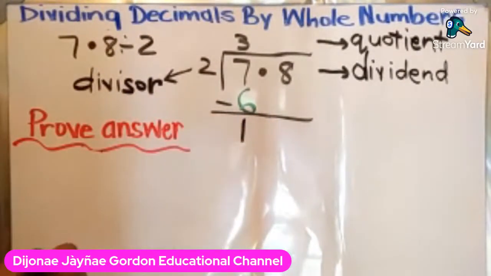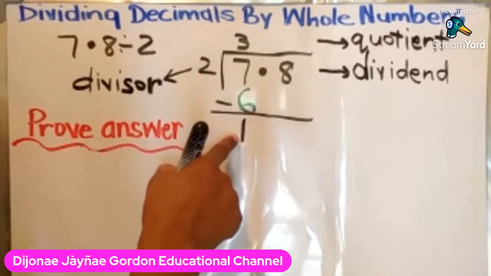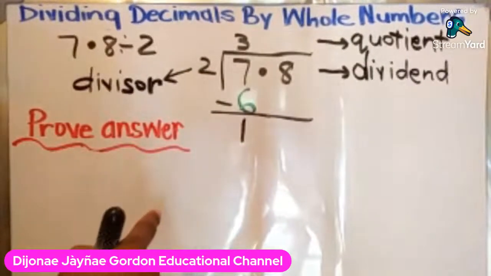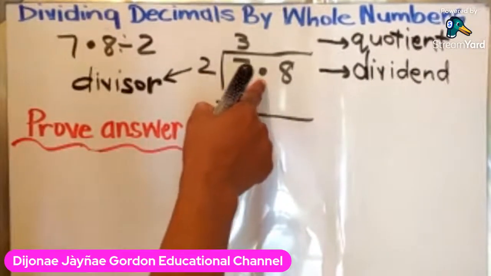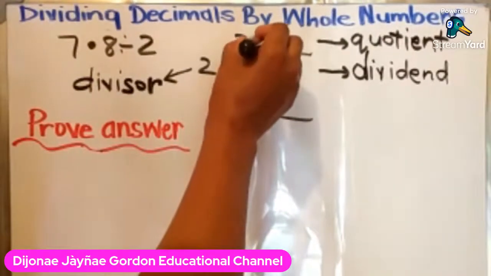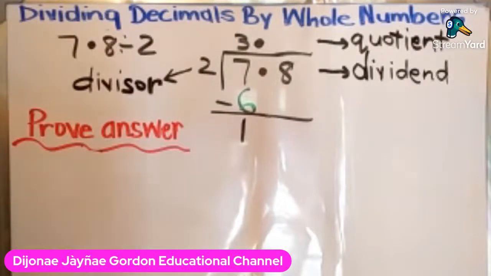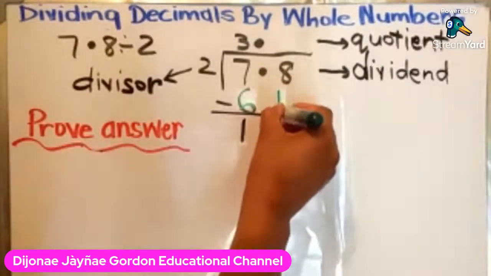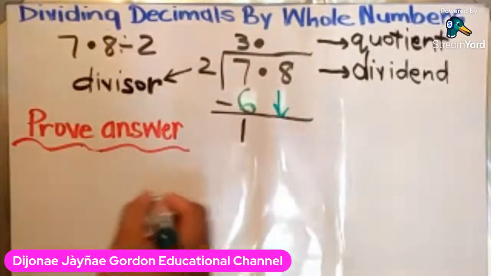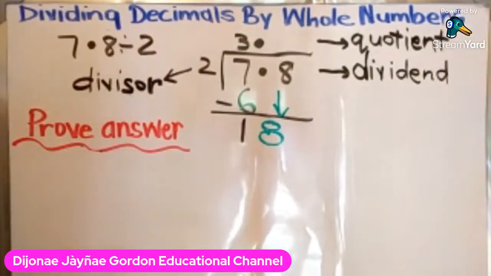And of course, the next thing is that you are going to ask yourself, can I get a group of 2 from 1? No, we can't. So the next thing is that we'll look to see what is next in line in our dividend. And of course, that's the decimal place. I'm going to put it right back. And then I'm going to bring down the next digit in line, and that is numeral 8, which is in the 10th place. I'm going to bring it right down. And now it becomes 18.